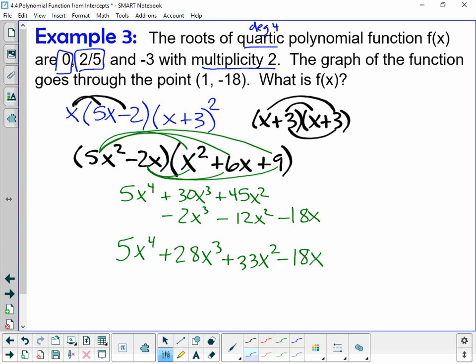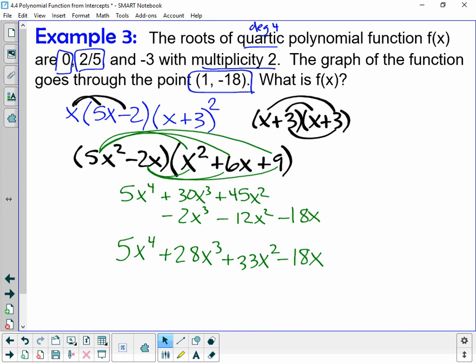Okay, so here's our potential function right now. This point 1, negative 18 is telling me if I substitute 1 in for x, I should get the answer negative 18.